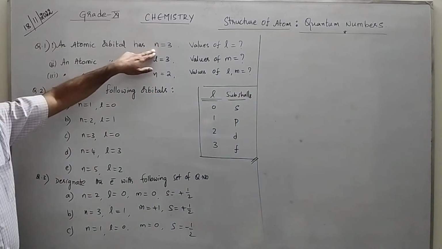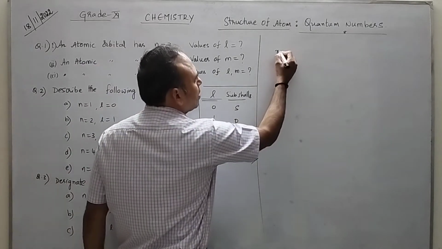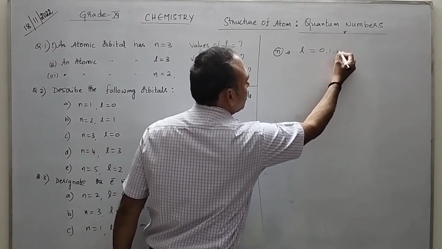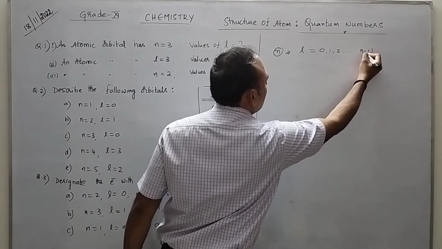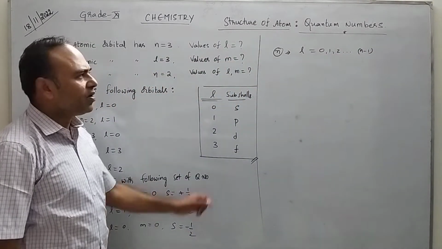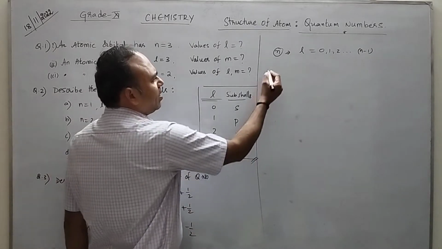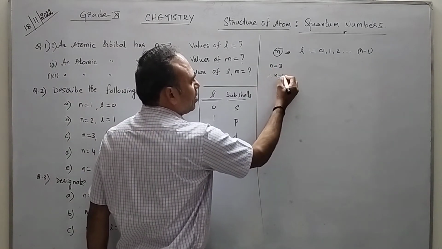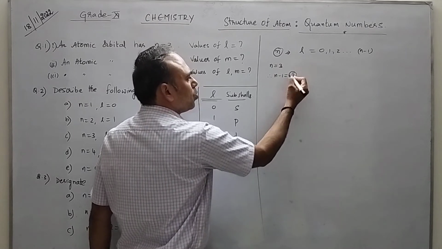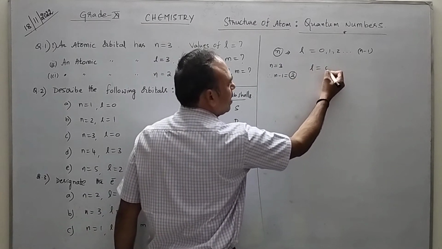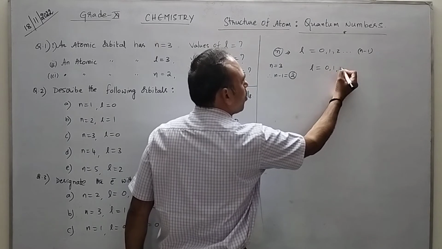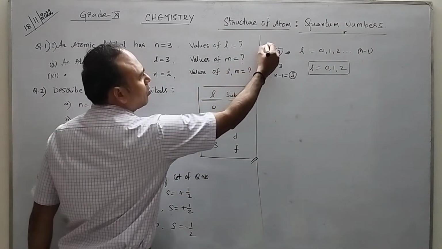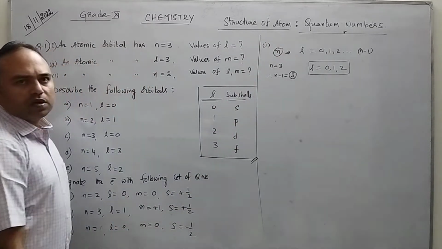First one, the n value is given as 3. Now if there is some n value, the L values will be 0, 1, 2 and the last value is n minus 1. We have already discussed this. What is the value of n here? n is equal to 3. Therefore n minus 1 is equal to 2. Hence we can write L is equal to 0, 1 and 2. So for question number 1, we got this solution.